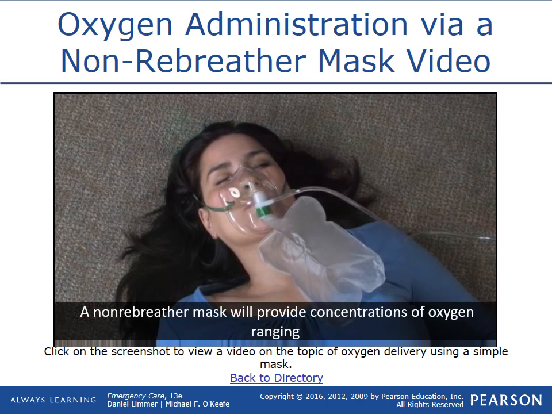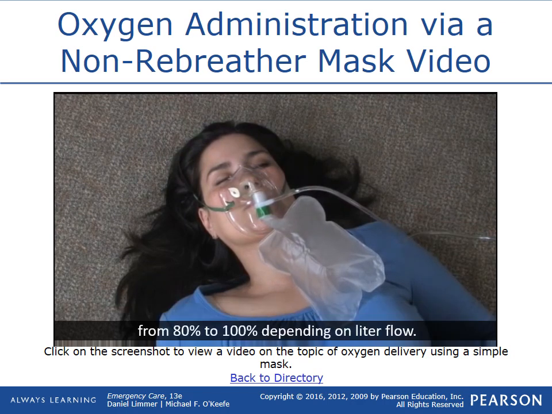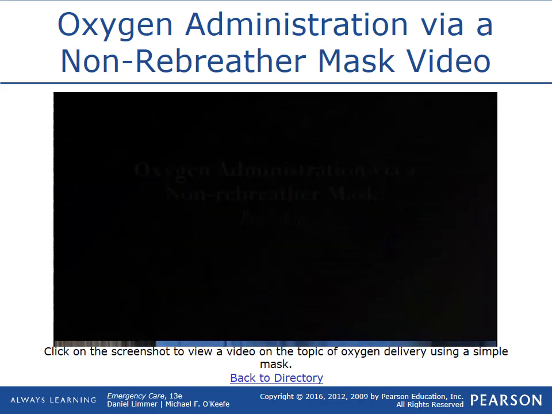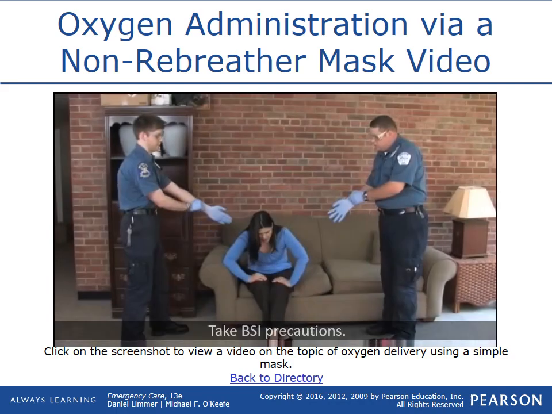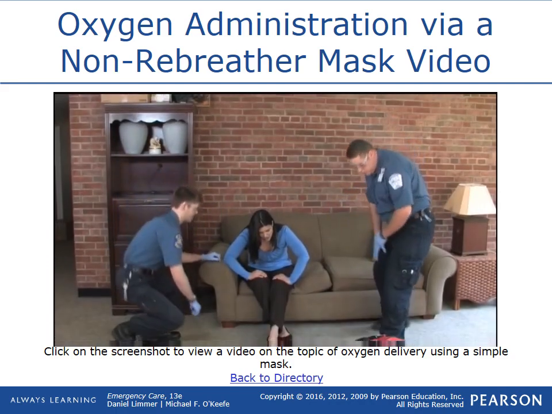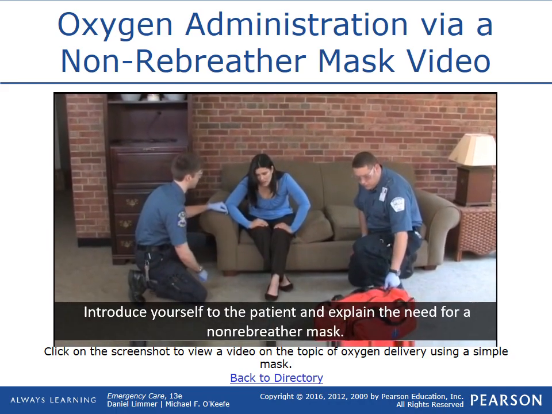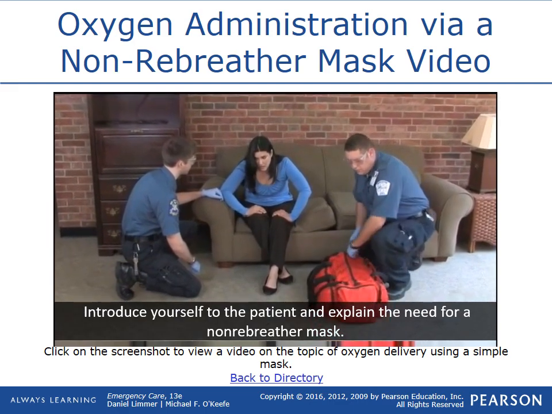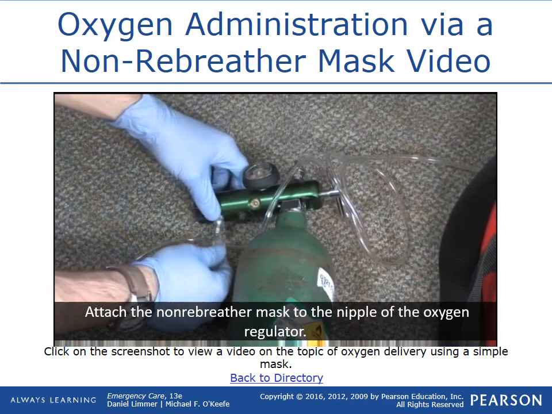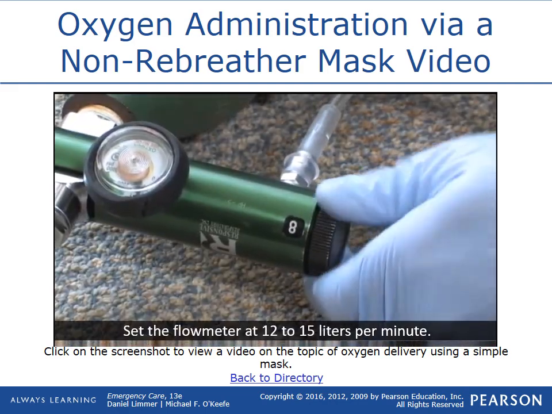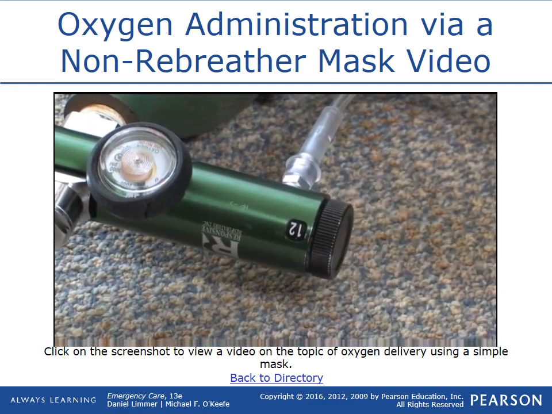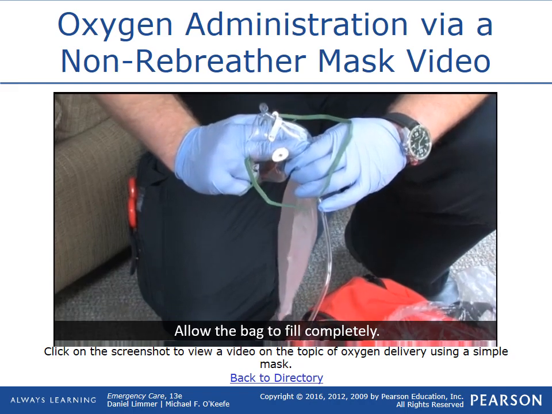A non-rebreather mask will provide concentrations of oxygen ranging from 80 to 100% depending on liter flow. Here are the steps to follow in applying a non-rebreather mask. Take BSI precautions. Introduce yourself to the patient and explain the need for a non-rebreather mask. Attach the non-rebreather mask to the nipple of the oxygen regulator. Set the flow meter at 12 to 15 liters per minute. Allow the bag to fill completely.